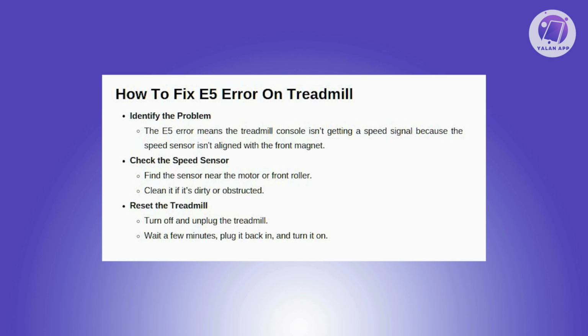An E5 error usually happens when the treadmill's console can't receive a speed signal. This often means the speed sensor isn't aligned with the front magnet and can't detect the rotation.